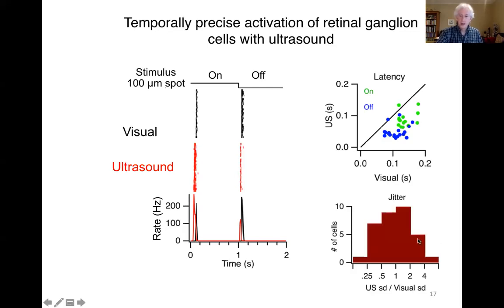The jitter of the ultrasound stimulus is on about the same scale. This is a normalized temporal standard deviation of ultrasound versus visual stimulation. One means the temporal jitter, the temporal variation, is the same. And this histogram straddles one, meaning the overall temporal jitter is very similar. So it's possible to activate the retina very precisely using ultrasound.